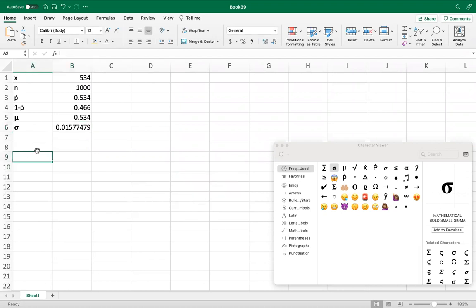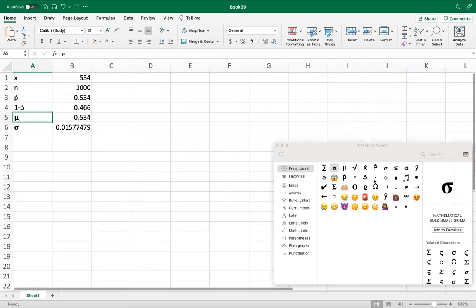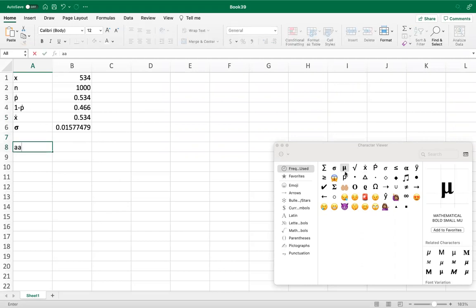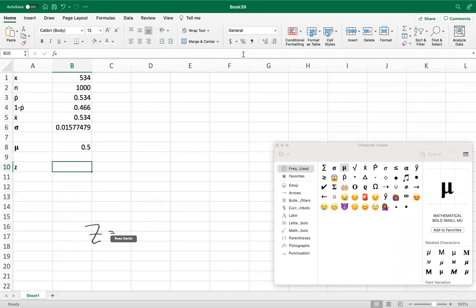Then to find the z-score, actually, this wasn't the actual mean. We could say this one was x bar. And what we're claiming the mean to be is 0.5. All right, so now that we have that, we can find our test statistic or our z-score. And z is always going to be equal to x bar minus the mean divided by the standard deviation.